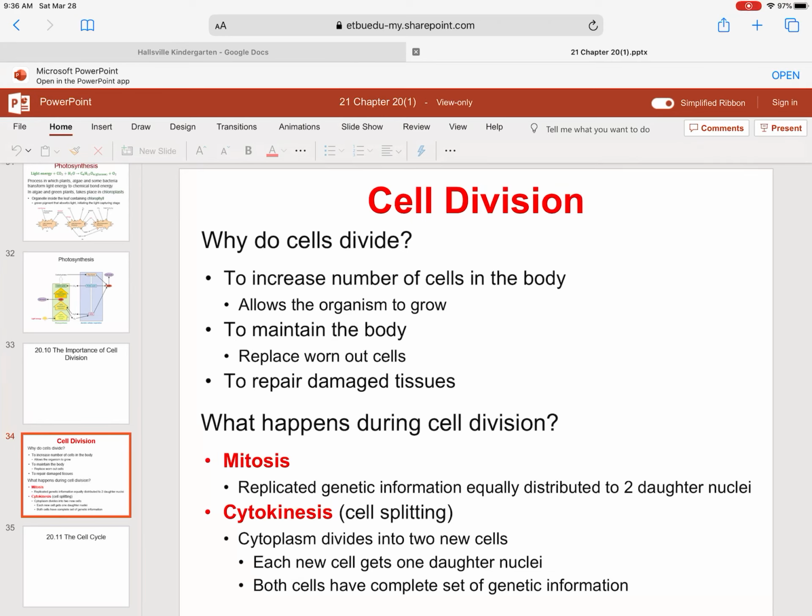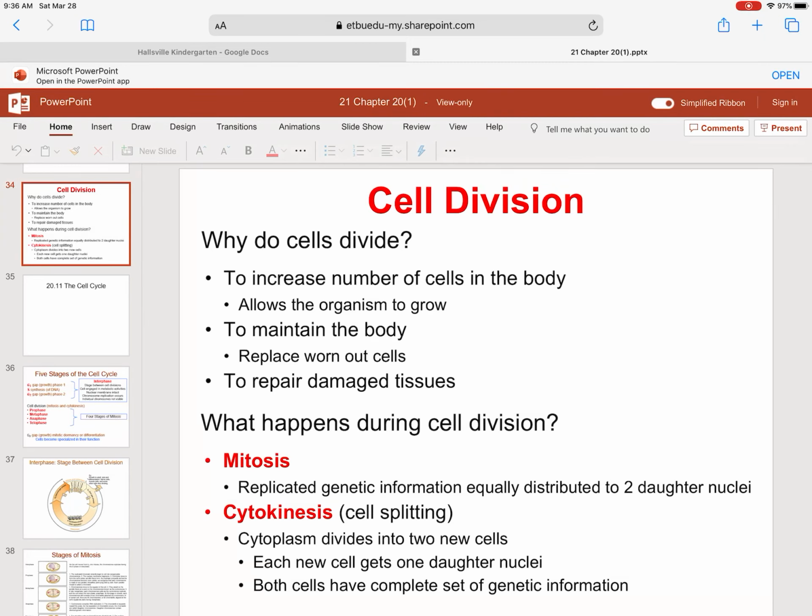Well, in mitosis, we're going to replicate genetic material equally distributed between two daughter nuclei, so one becomes two. Cytokinesis is the cell splitting. This is where the cytoplasm divides into two new cells. Each new cell gets one daughter nucleus, and both cells have complete sets of genetic information. Okay, so those are the two things that happen during cell division.